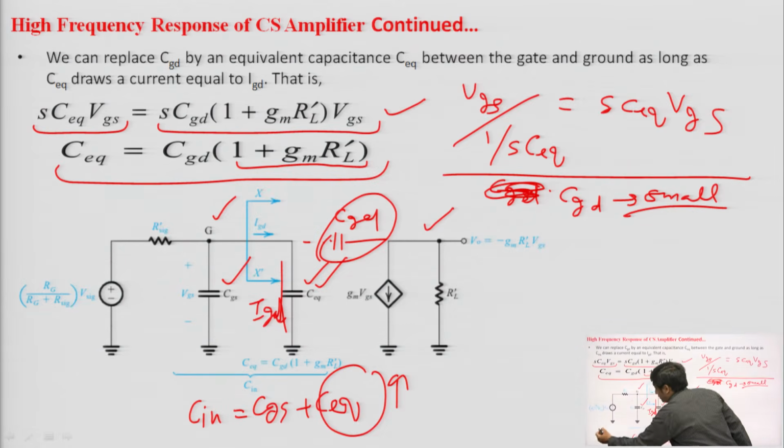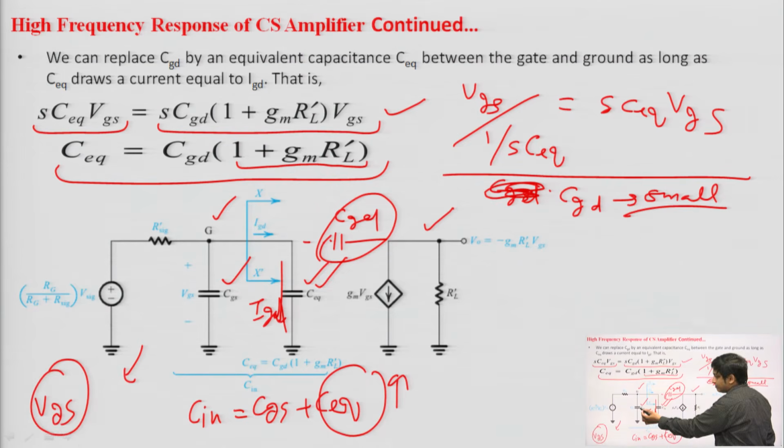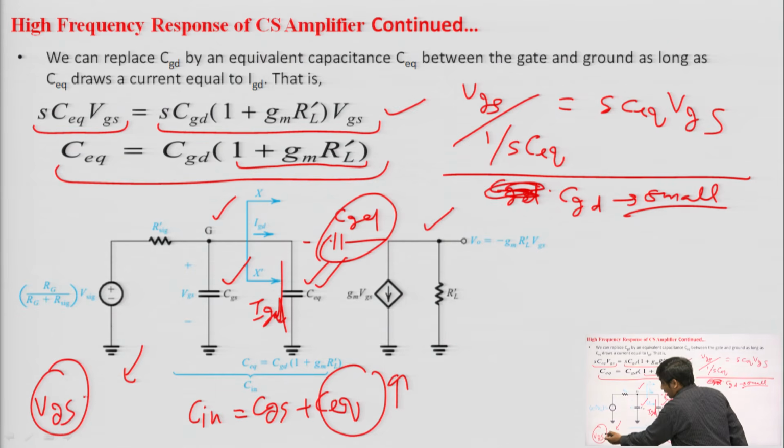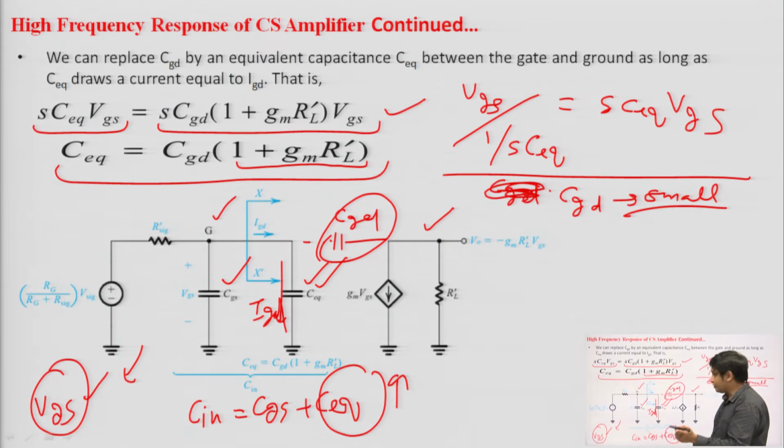Now, from here you can calculate the value of VGS very easily. VGS will be equal to, by using the voltage division rule, the total capacitance impedance upon the total impedance, that is R dash sig plus the total capacitance. From here you can get the value of VGS, and obviously in that expression we will get the impedance of the capacitor, which means there will be an S factor.